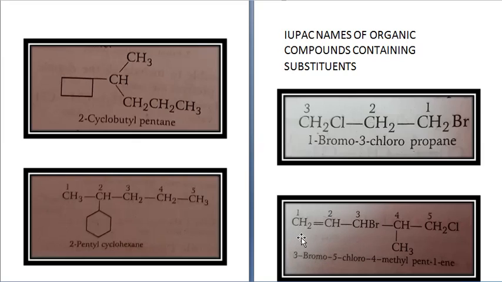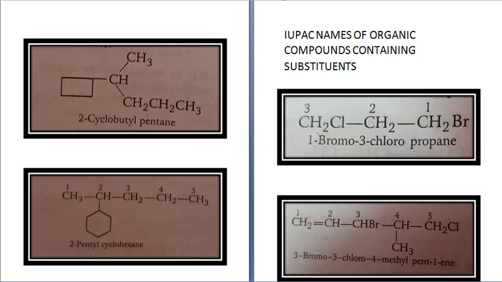So bromine gets the lower number. So you give number 1 to this carbon, then 2 to this and 3 to this. So it is 1-bromo-3-chloropropane. Similarly in this case, when a carbon double bond or carbon triple bond is present, they are treated as functional groups and are given minimum possible numbers. See over here, there is a double bond over here. So the numbering will have to be done from this side so that it gets the minimum number.